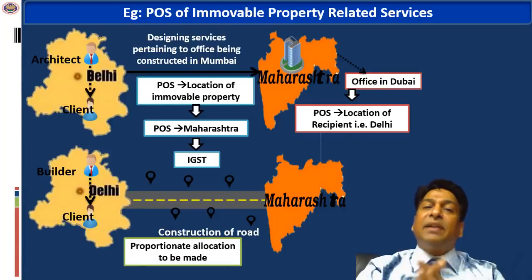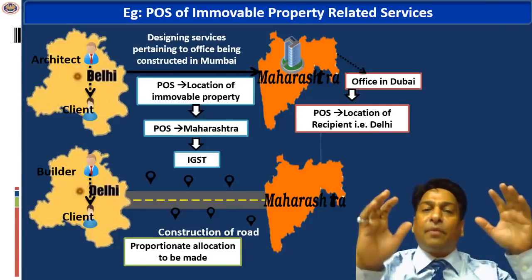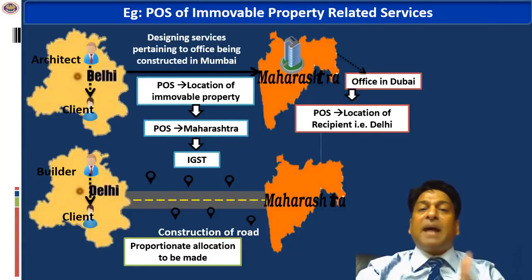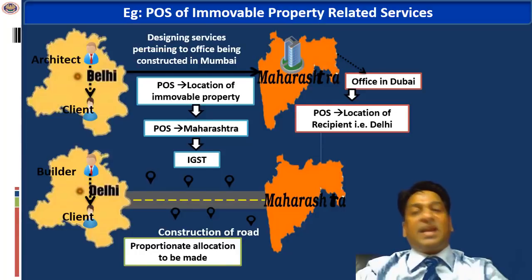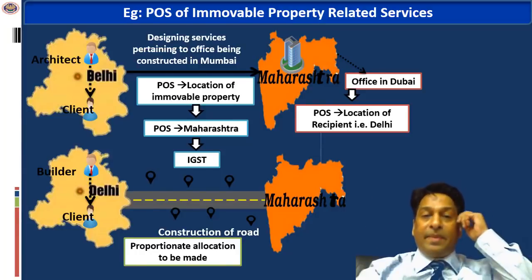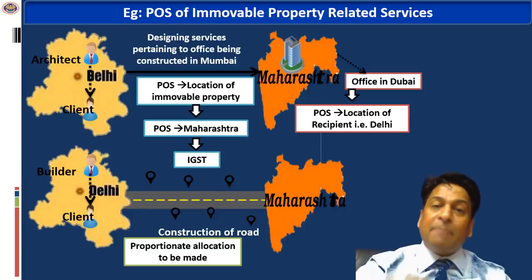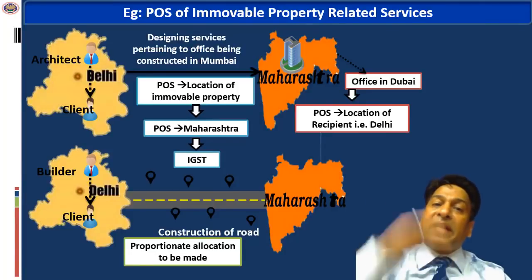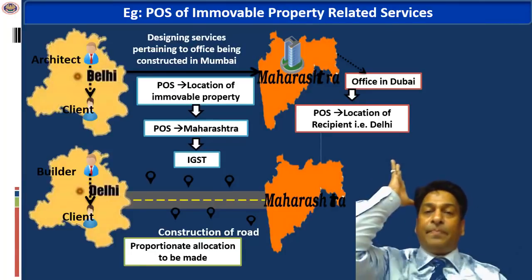Let's say a builder or a contractor is undertaking construction of a road, and this road is passing through 6 different states including Delhi, and this contract is being received by a client located and registered in Delhi.